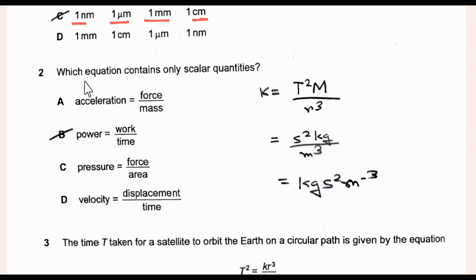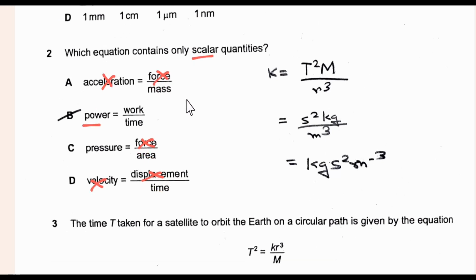In question number 2, which equation contains only scalar quantities? Scalar quantities are quantities that have magnitude only. So this quantity is a scalar because power is a scalar, work is also a scalar, and time is a scalar. But acceleration is a vector, then force is a vector, and velocity and displacement are both vectors. Also here force is a vector.